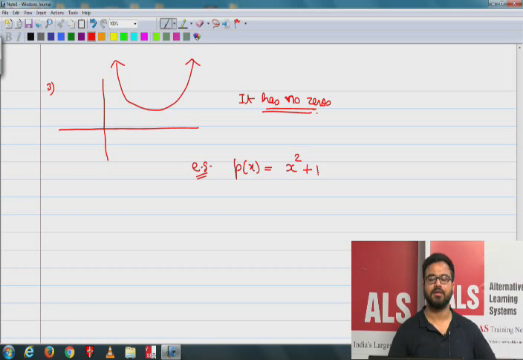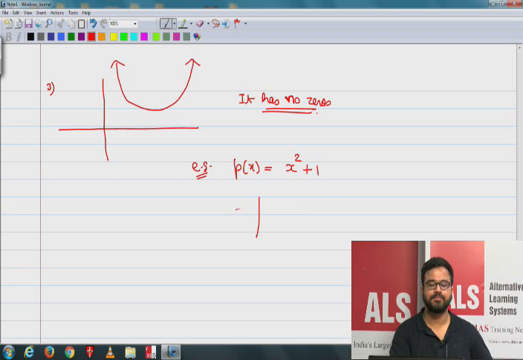Let's say I take p of x is equal to x square plus 1. Now why am I saying this x square plus 1 has no zeros? Basically, we have to substitute that value of x which will make the value of this polynomial 0. Here it is x square. You can put any value for x.